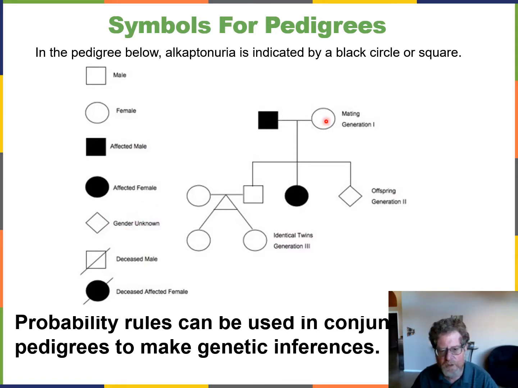Okay, so these two individuals mate, and they produce 1, 2, 3 offspring. So what it's telling you is that this individual is affected by the disorder. This individual doesn't have it. Okay? And their offspring, one of the 3 offsprings has a disorder, 2 don't. This is a male, this is a female. We won't worry about the diamond.